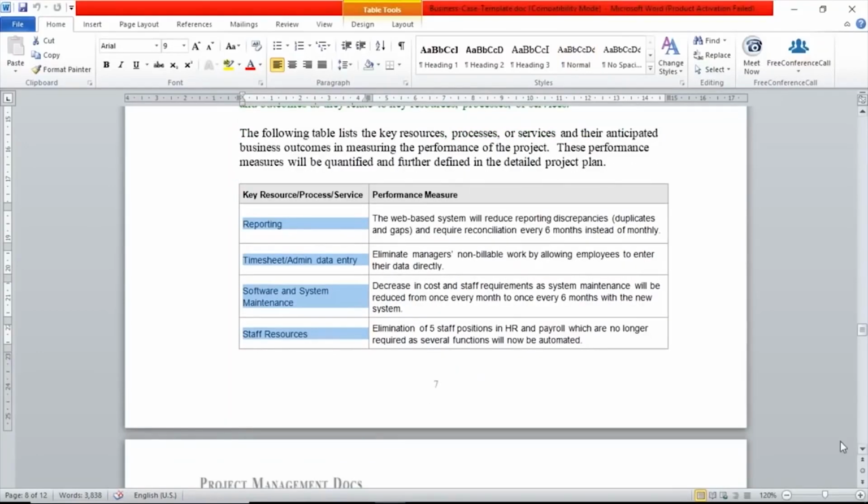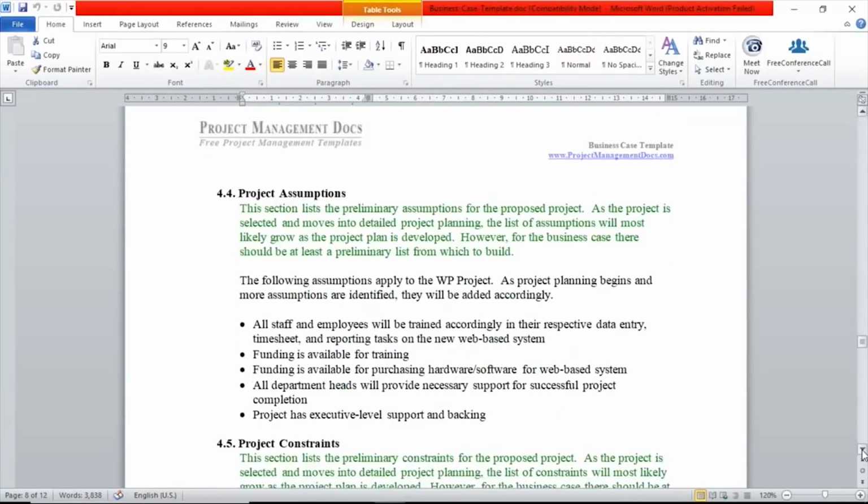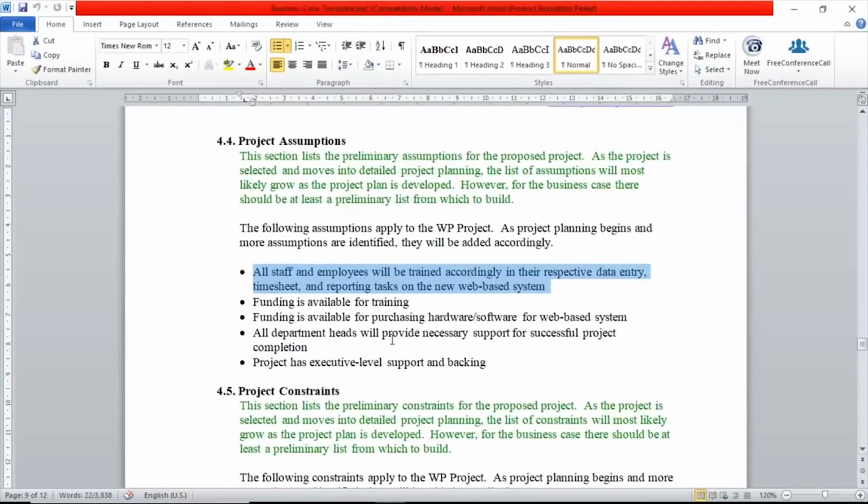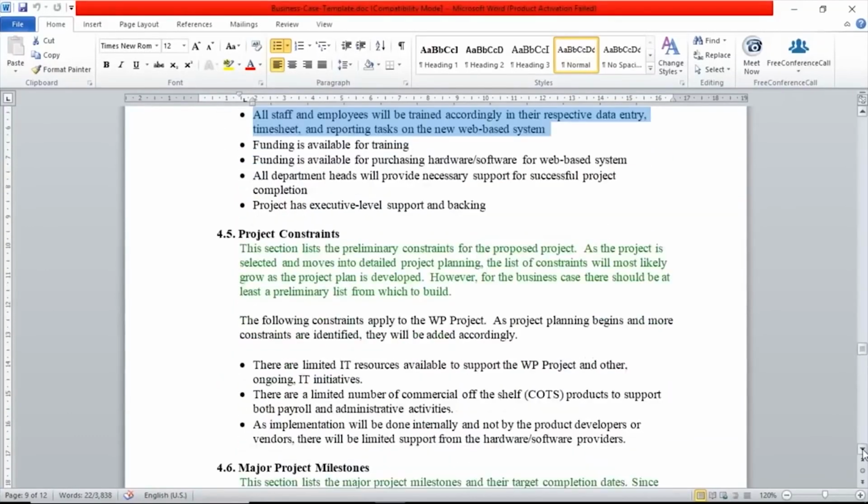So these are the areas of focus that the team has identified. What kind of assumptions? Now, assumptions and constraints, we need to also highlight very clearly. The assumption is all staff and employees will be trained accordingly in their respective data entry, timesheets, and reporting tasks, because this involves employees performing these activities which were performed earlier by the managers. So that means we need to train the employees. So the assumption is that training would happen on the platform that is being created.